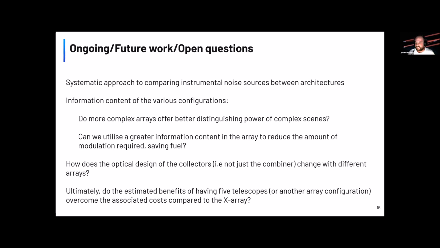How does the optical design of the collectors change with the architecture? And then ultimately, the question that really needs to be answered at some point: do the estimated benefits of having 5 telescopes or some other array configuration overcome the associated costs compared to the default one that we've been assuming for the past couple of years or so? So yeah, that's all I've got to say.